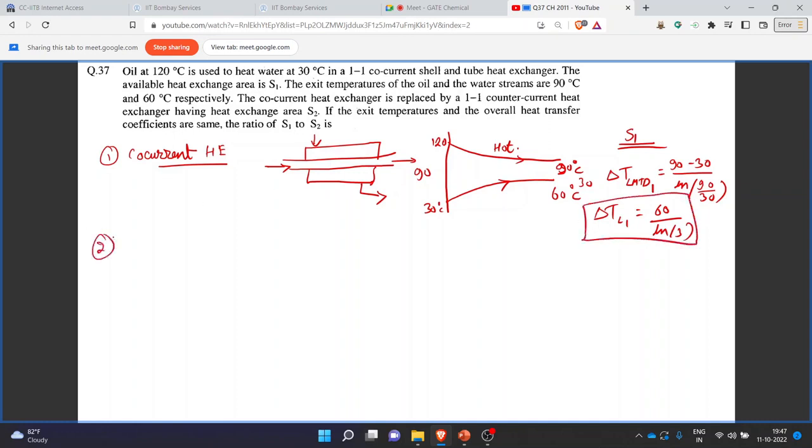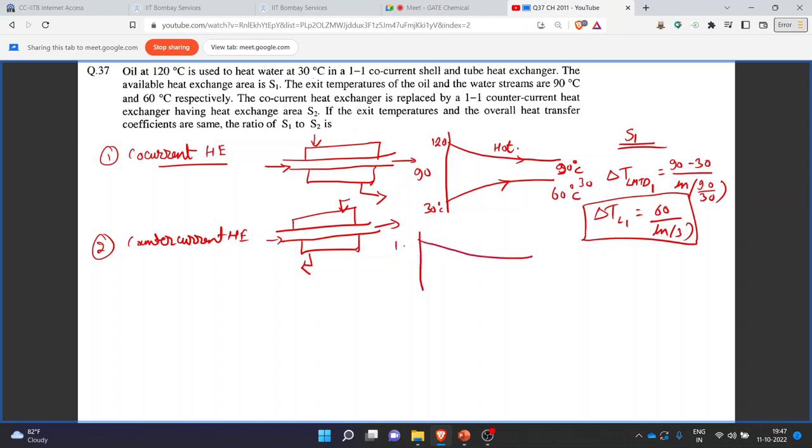Now we are replacing this heat exchanger by the counter current heat exchanger. So for the counter current HE, the flow direction will be as mentioned in the figure. Tube side fluid will enter in the same direction, whereas the shell side fluid will enter in the opposite direction. And if I have to draw the temperature profile, then it will look somewhat like this.